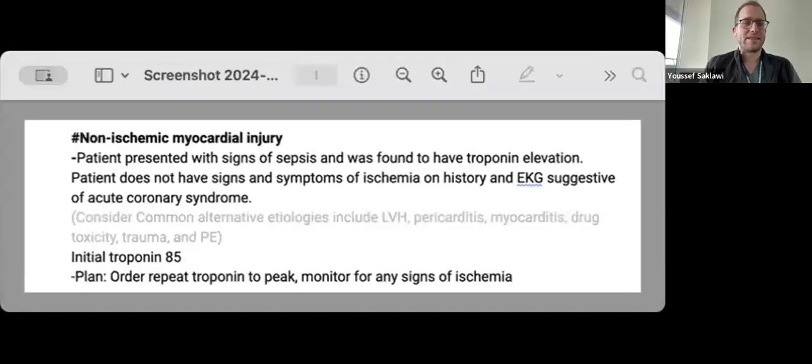So in this case, for example, this is how I would document it in the chart. Let me share my screen. It would go something like this: non-ischemic myocardial injury. The patient presented with signs of sepsis and was found to have a troponin elevation. They don't have any signs of ischemia on history and EKG suggestive of ACS. The initial troponin was 85. The plan is to repeat the troponin until the peak and monitor for any signs of ischemia, whether through history or EKG.